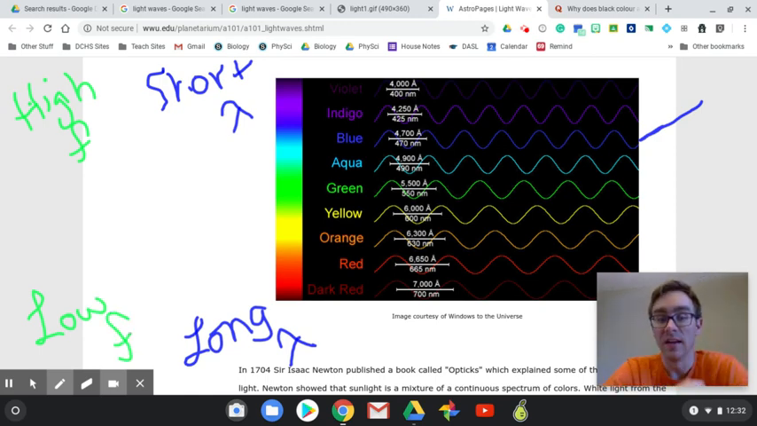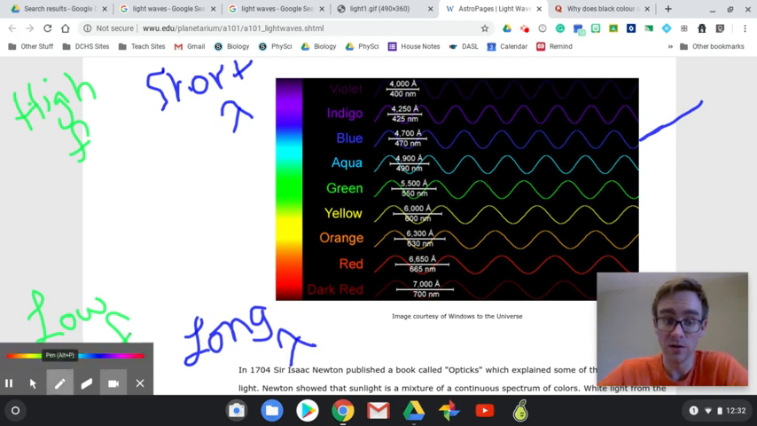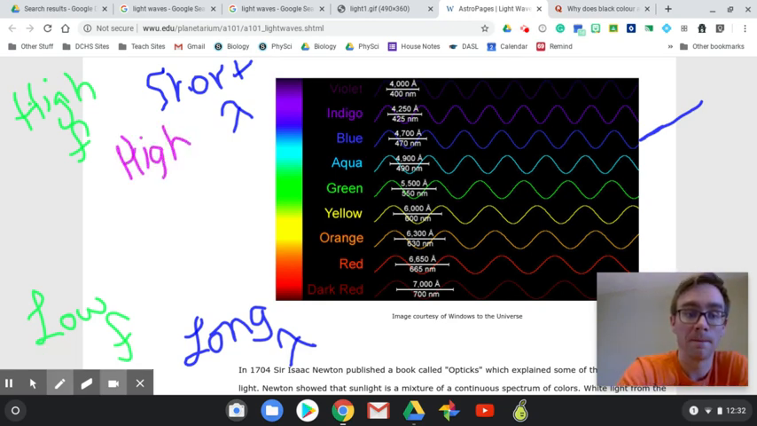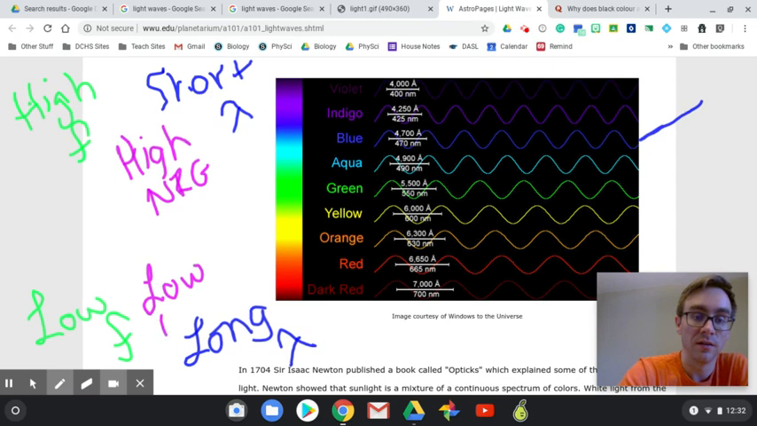And based on what I just told you about light waves and energy levels, you can also determine that these colors up here are a little bit higher energy level. And abbreviate energy as NRG. And down here would be lower NRG.